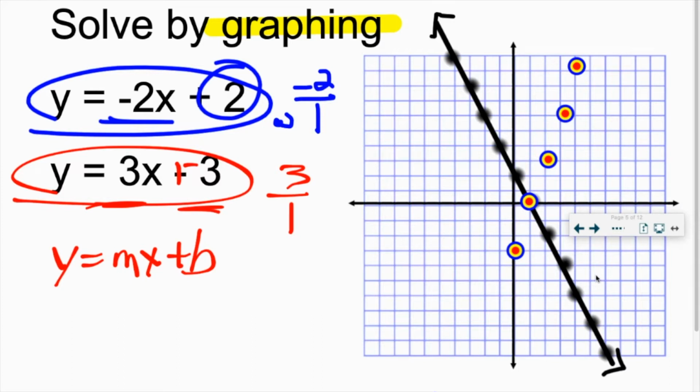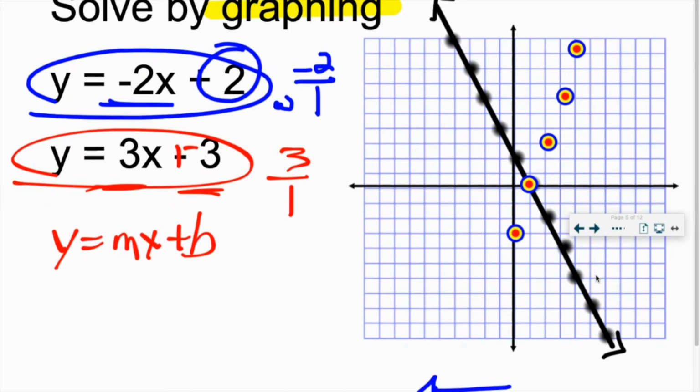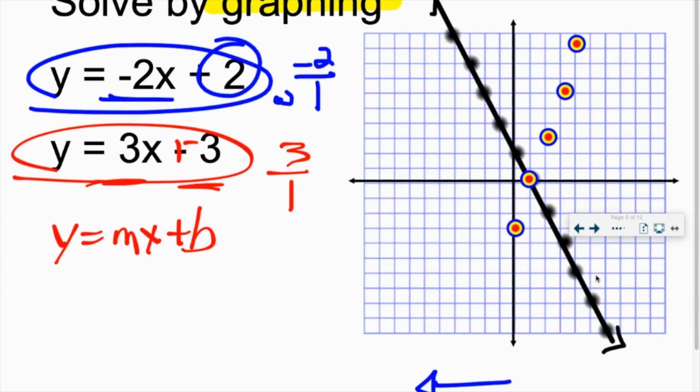And in case they didn't intersect, once again, we can go backwards. So instead of going from that y-intercept up 3, right 1, we can go down 3, 1, 2, 3, left 1. Down 3, 1, 2, 3, left 1. And that's going to give us a nice straight line, and that can help us later on too to get that exact point so we don't have to estimate it. Grab a straight edge and draw in that line.